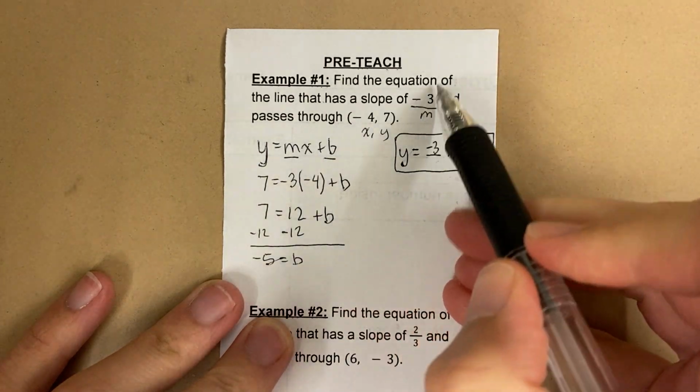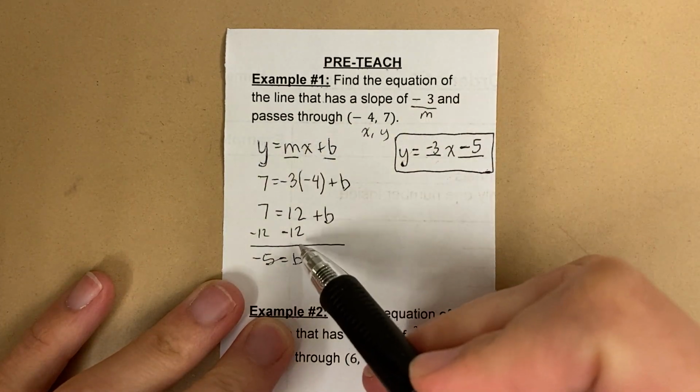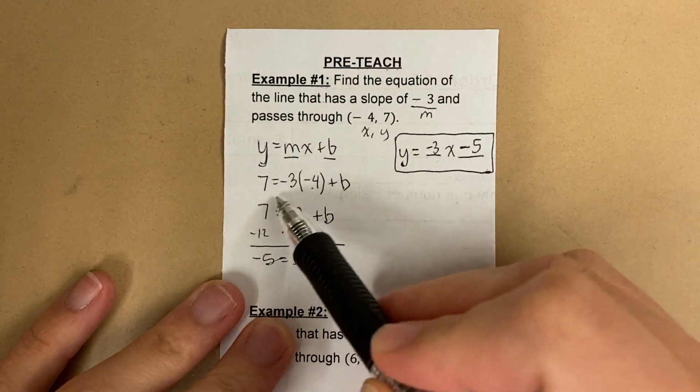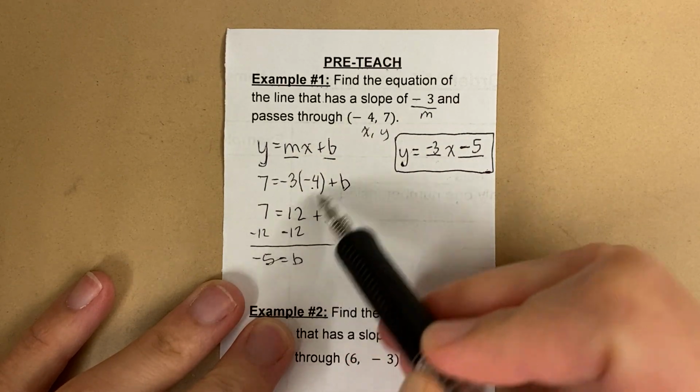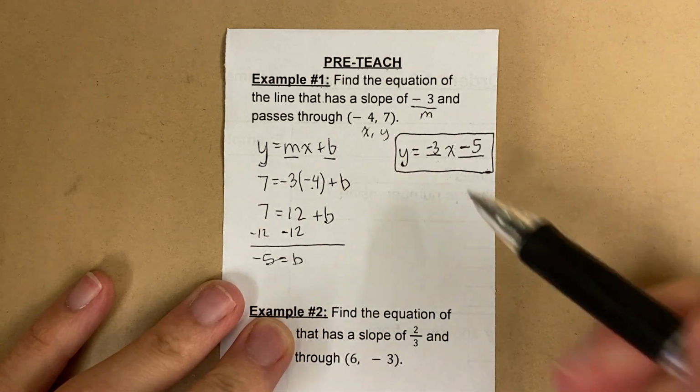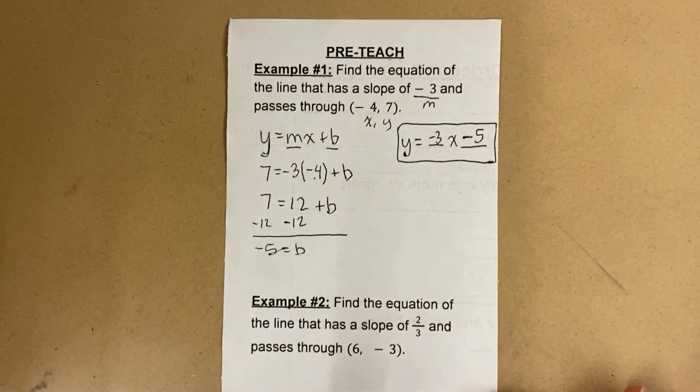Okay, all I needed, I already had the slope, and all I needed was to find the b. And the way that I did it is I said, oh, well, if it passes through this point, then this equation has to work out if it passes through that point, right? So there it is. Let's try another one.